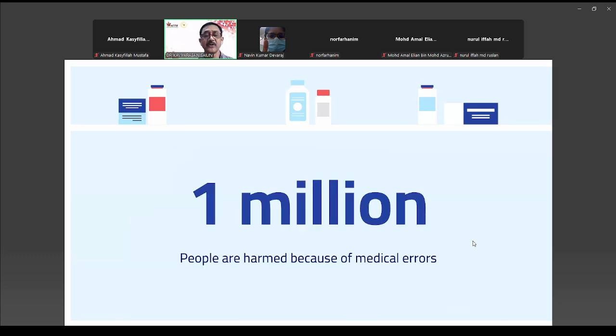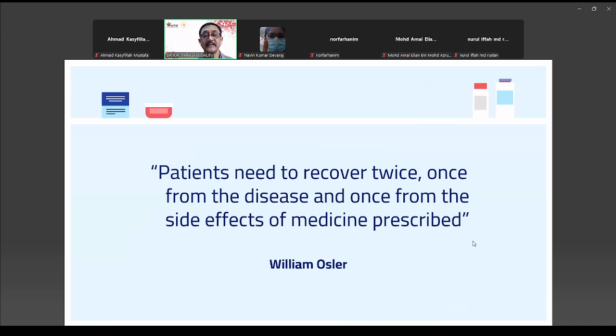1 million people are harmed because of medical errors, and in that, a lot of patients are also affected because of prescription errors. So now, because of our prescription, the patient needs to recover twice: once from the disease and once from the side effect of the medicine prescribed. It's from William Osler. So always remember to prescribe rationally.